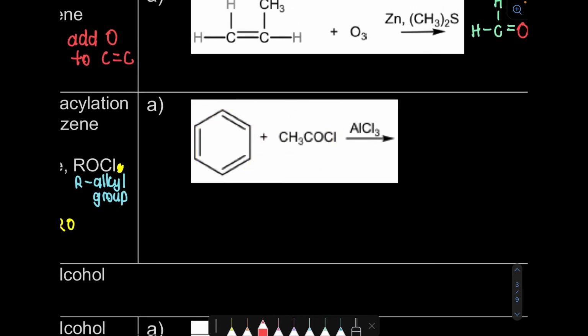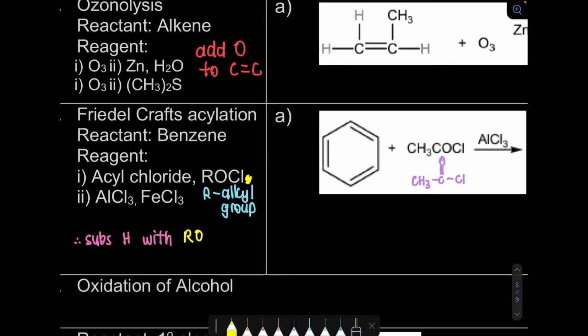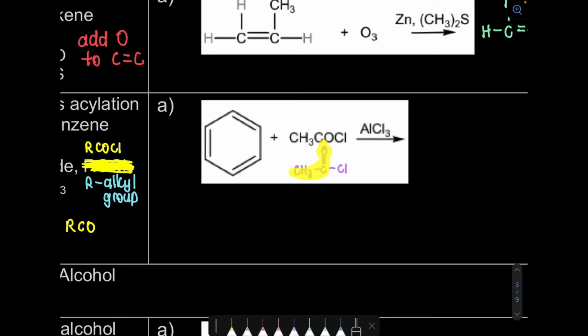Let's look at example A. Here we have our benzene, but our CH3COCl I'm going to expand. This is my acyl chloride. But please correct it, acyl chloride is not ROCl, it is RCOCl. So this is our COCl. Our R is methyl. So we're going to substitute hydrogen with RCO. What does it mean? This is what we're going to substitute onto our benzene.